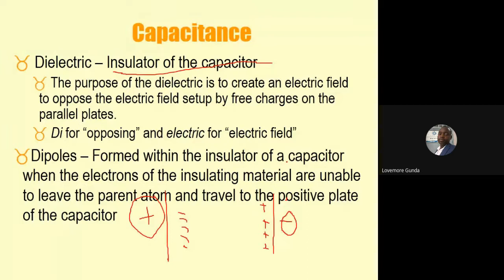Dipoles are formed within the insulator of the capacitor when the electrons of the insulating material are unable to leave the parent atom and travel to the opposite plate of the capacitor. This is what I was explaining, saying they will be bound within their molecules, but they get oriented due to that electric field.